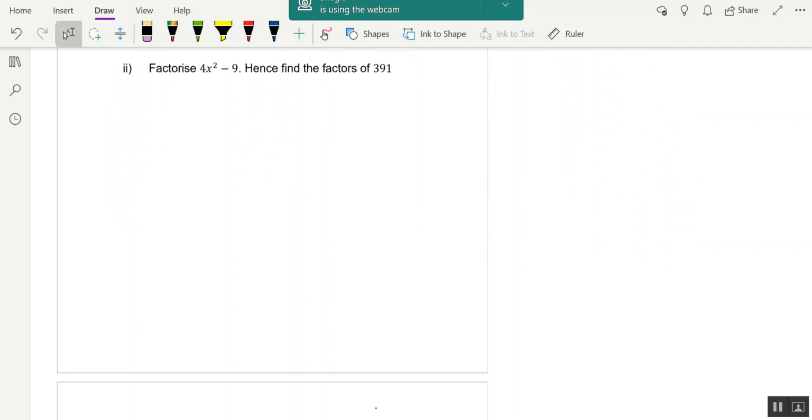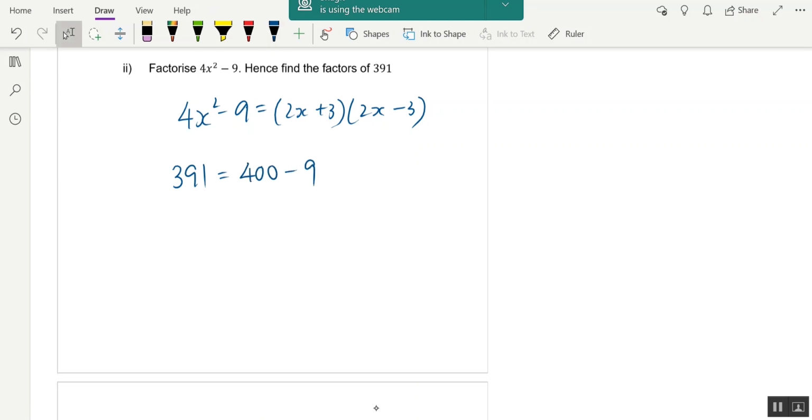4x squared minus 9 is algebraic rule number 2. By the end of this video, you should have already known that this will be 2x plus 3, because 4x squared is 2x the whole thing squared, times 2x minus 3. Okay, so the question wants me to find 391. Relate to the question, 391 is equal to, now 391, very suspicious this number. The closest I can get is 400 minus 9.